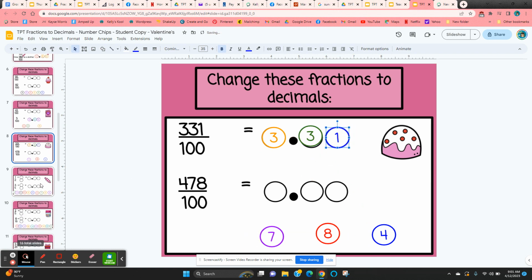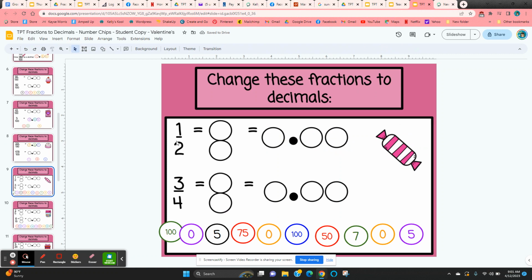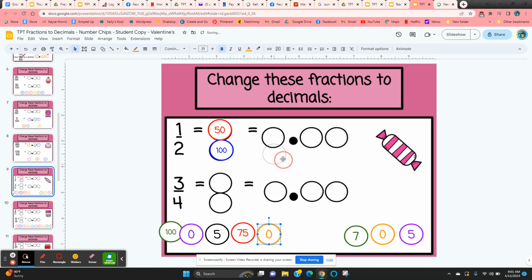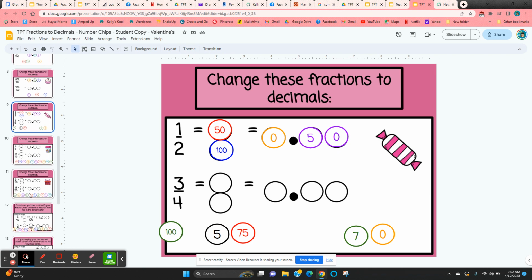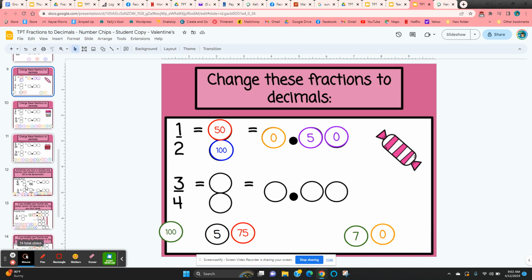And so on. So the next slide, they're going to be converting to an equivalent fraction with 100 in the denominator and then change it to a decimal. So from 50 hundredths, they're going to change it to 0.50 as a decimal. We've got 3 slides they're going to be doing that on, just converting from fractions to equivalent fractions to decimals.